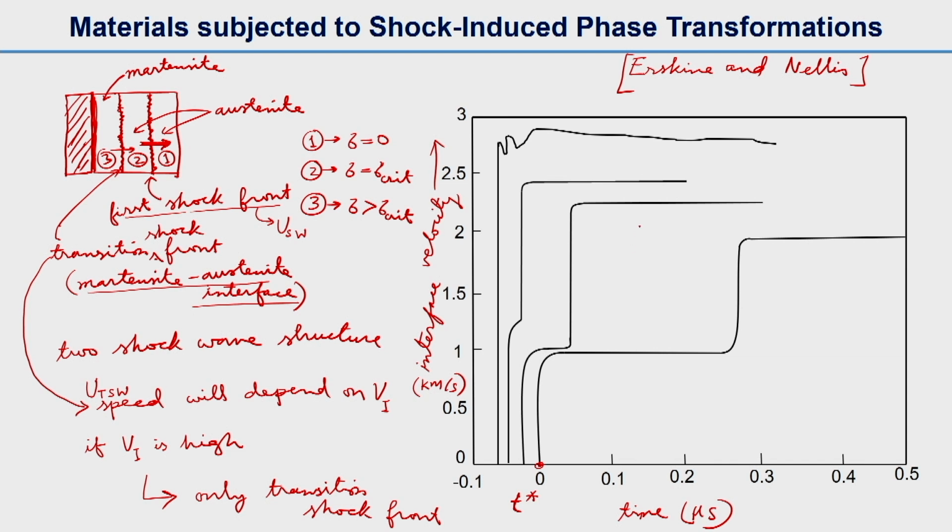These 4 curves are for 4 different impact velocities. I would write impact velocity as V. Suppose this curve is V equal to 2.6 kilometer per second, which is a very high velocity, the second one is 3.12 kilometer per second, the third one is 3.47 kilometer per second, and the last one is 3.9 kilometer per second.